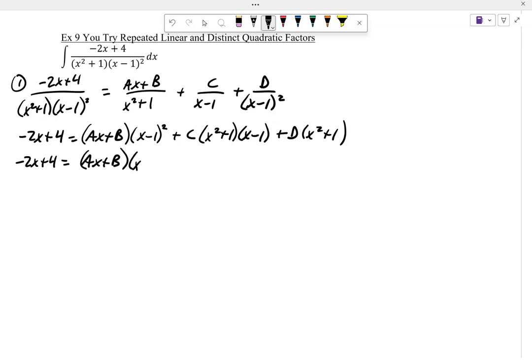Minus 1, (x minus 1), I got x squared minus 2x plus 1. I got x cubed minus x squared plus x minus 1 plus 2x squared plus d. Let's see.